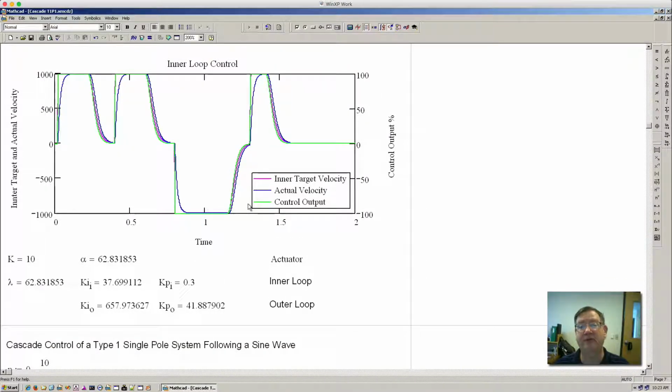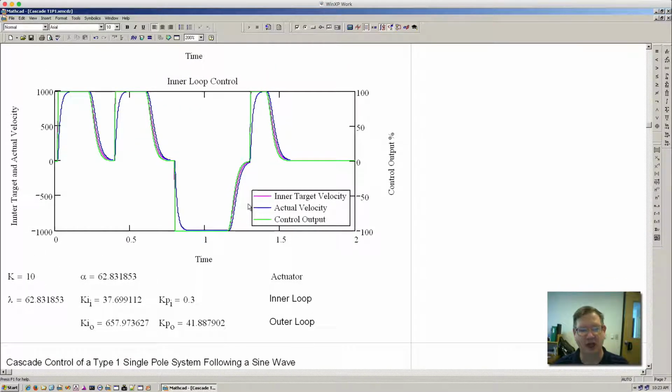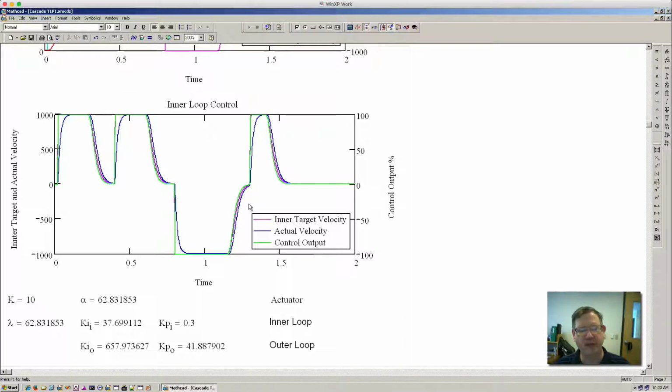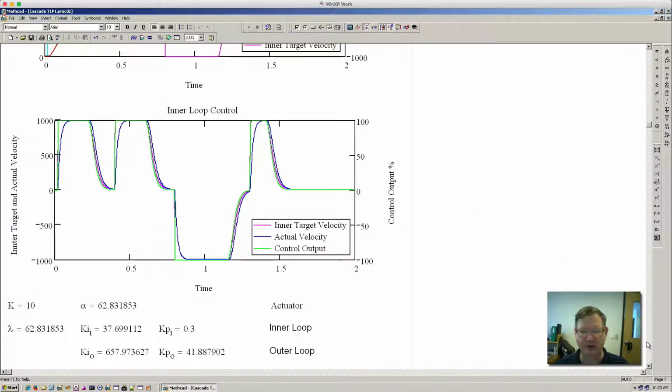Now, if I want to make the response faster, I can just change that lambda up above from minus alpha to 2 times alpha, even 4 times alpha, and the response would be even faster. But since I'm driving it to saturation, it doesn't make much difference right now.